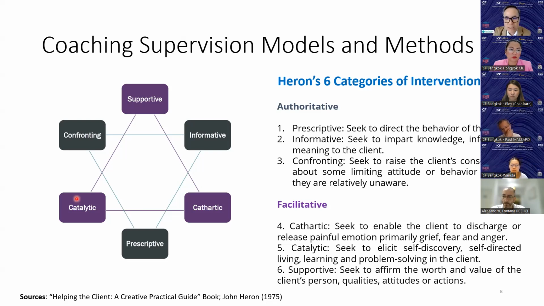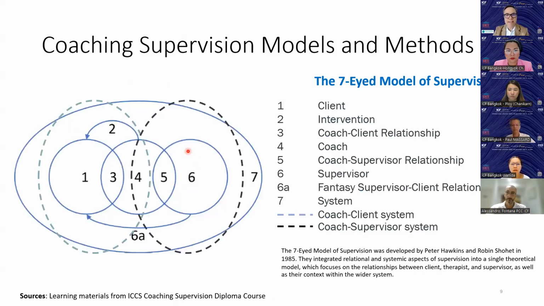This is actually coaching. This is the coaching intervention. And the last one, supportive. Supportive is where the supervisor seeks to affirm the worth and value of the supervisee's qualities, attitudes, and actions. Okay, this is called the Heron 6 model, the interventions that supervisors usually use in their supervision.